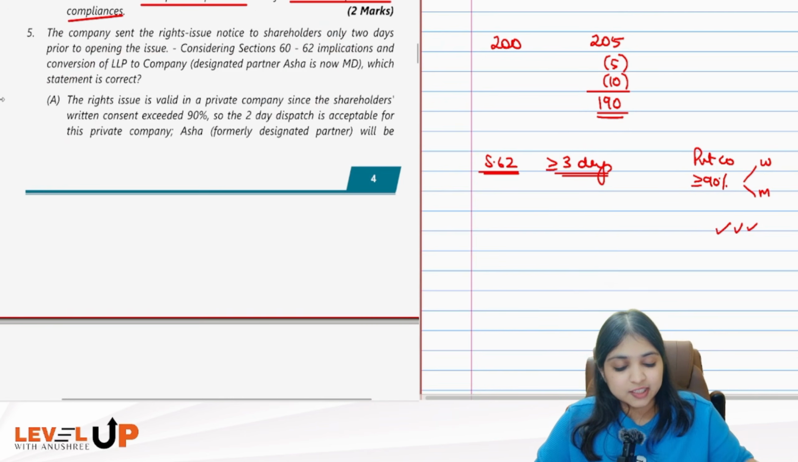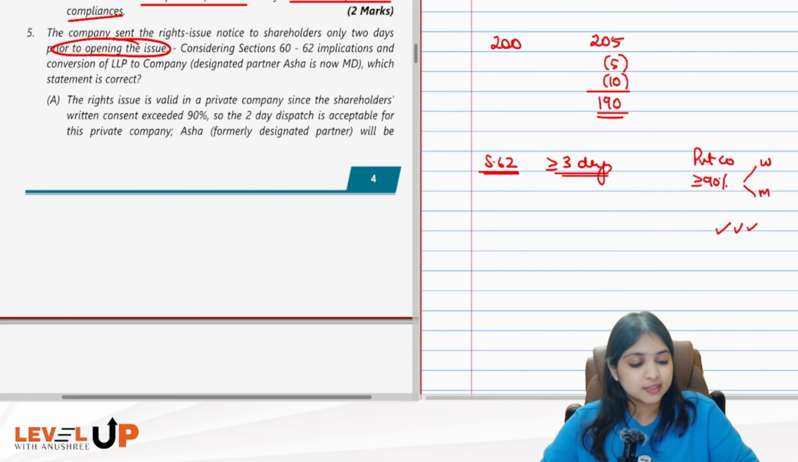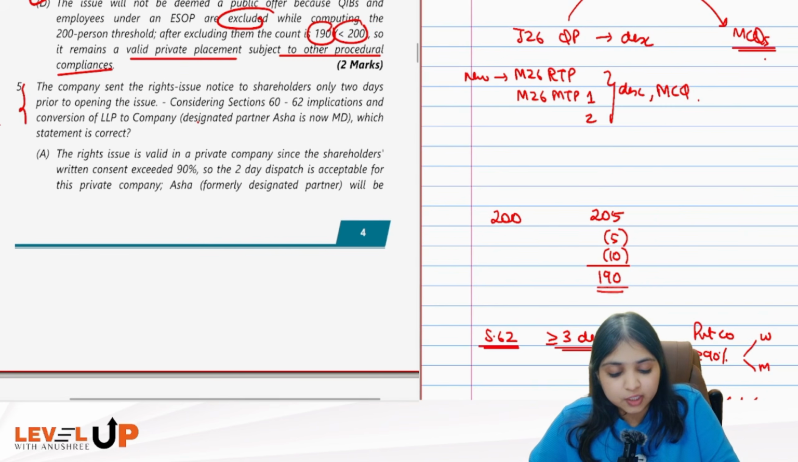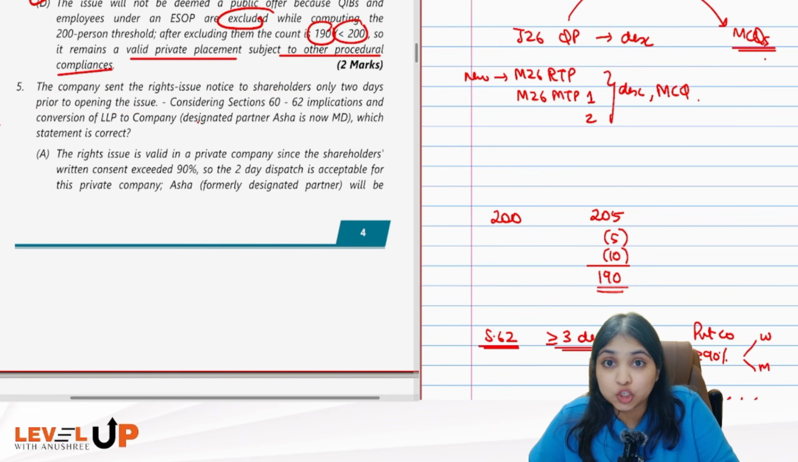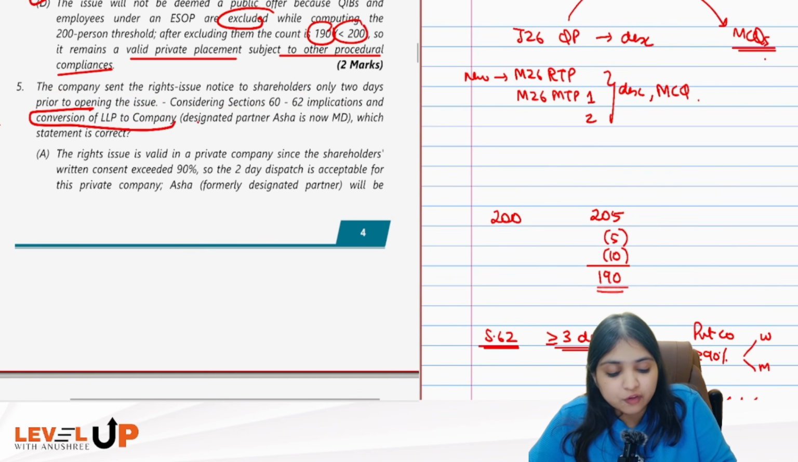Okay, then the next question says, the company sent the rights issue notice to the shareholders only 2 days prior to opening the issue. We concluded, remember, even though it is less than 3 days, it is still fine because we have the consent of 90% of the members. So come on, let's get back to the question. Let's read the question again. The company sent the rights issue notice to shareholders only 2 days prior to opening the issue. The shorter notice point. Considering section 60 to section 62 implications and considering conversion of LLP into company.